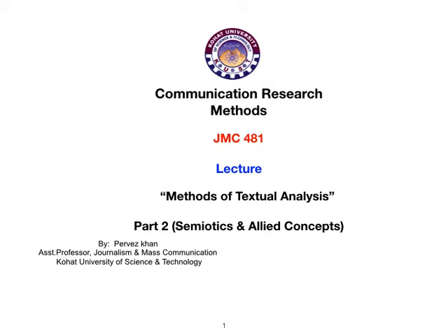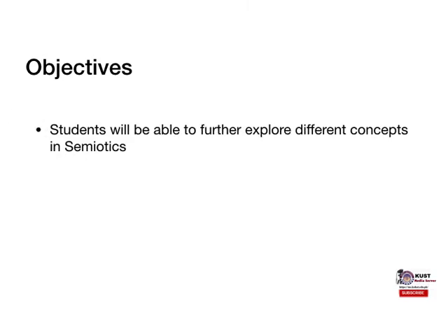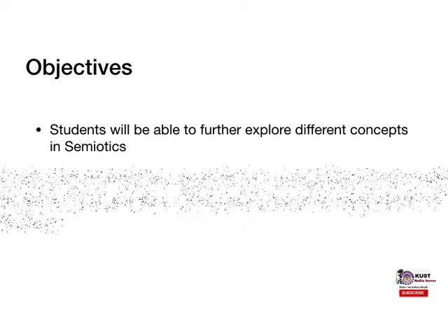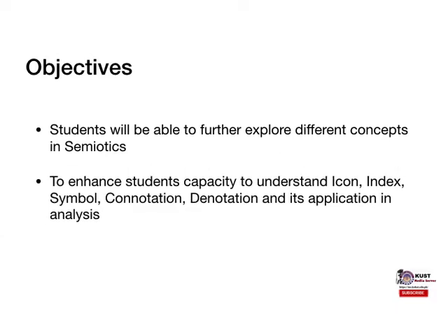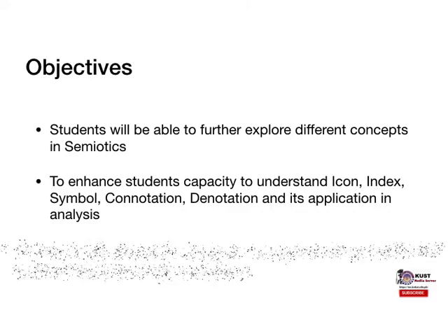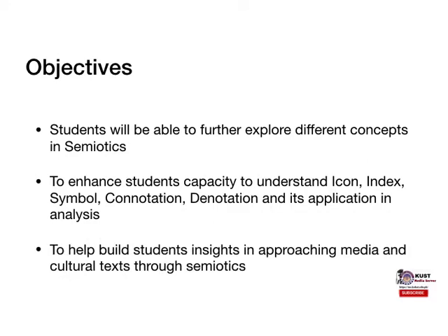The topic is Methods of Textual Analysis, and it's part two of our semiotics, which we have continued. Today we'll be focusing on semiotics and allied concepts. So, what are the objectives of this session? Students will be able to further explore different concepts in semiotics. It will enhance their capacity to understand icon, index, symbol, connotation, denotation, and their application and analysis. And it will help build students' insight in approaching media and cultural text. So, this is what we are going to focus on today.